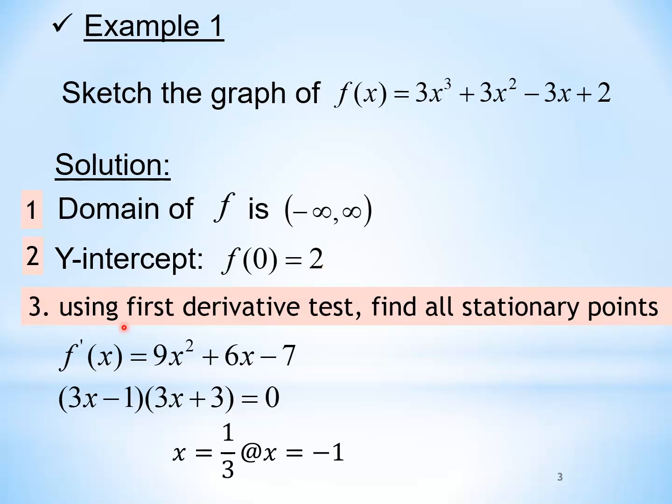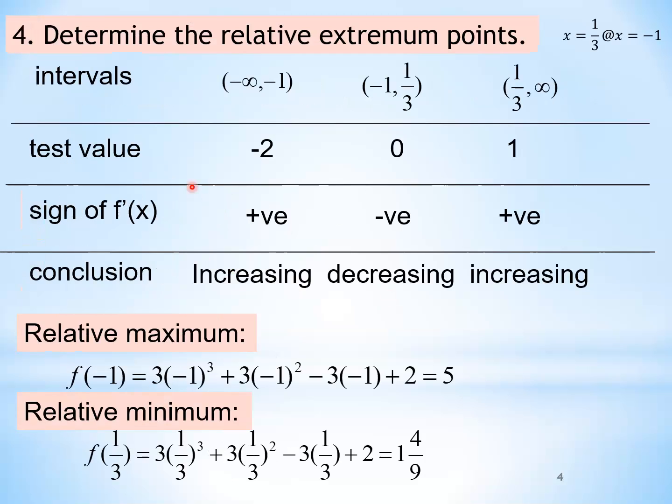Then step number 3 is using the first derivative to find your critical values over here. So from this function, you're going to first differentiate it, then equal it to 0. So you get your x value over here is 1 over 3 and x equal to negative 1. Again, the fourth step is to determine the relative extremum point, which you can again use the table.